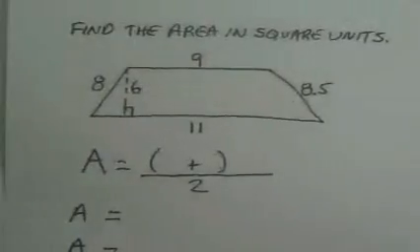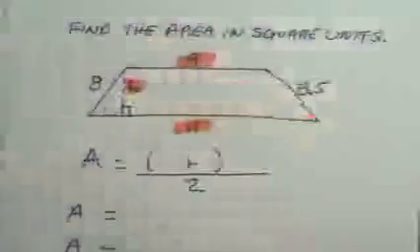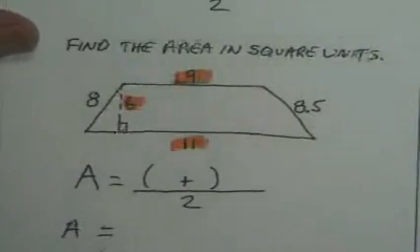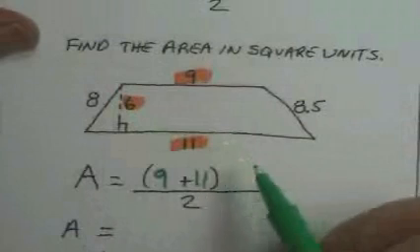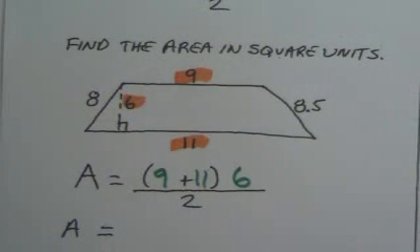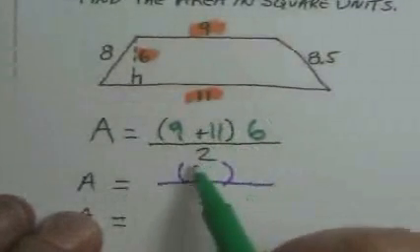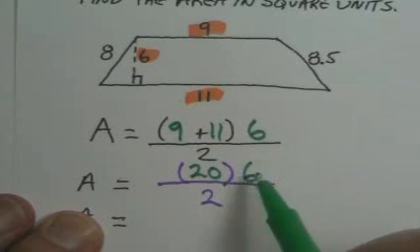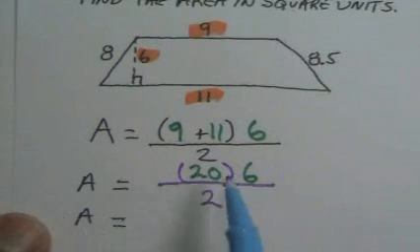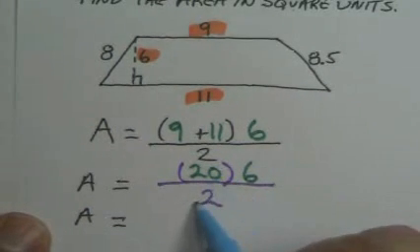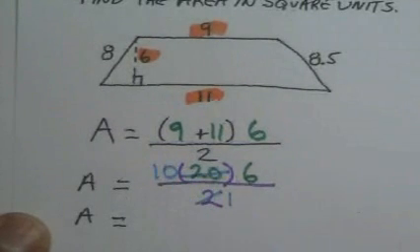So let's see, what are the 3 numbers we need again? We need the 2 bases, and then we need the height. Okay, well the 2 bases are 9 and 11, and the height is 6. So we'll just calculate from there. So we have 9 plus 11, that's 20, and then times 6. And if you like, you can go ahead and reduce from here. You could do 20 times 6 and then take half of it, or we can take half of 20 now. 2 goes into 20, 10, and I have 10 times 6 for my answer.